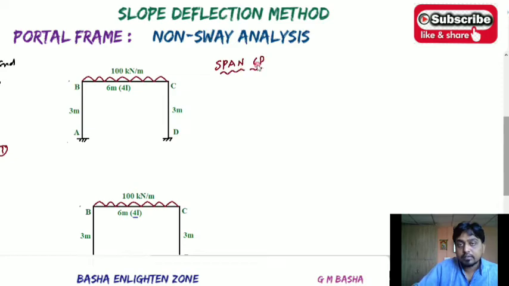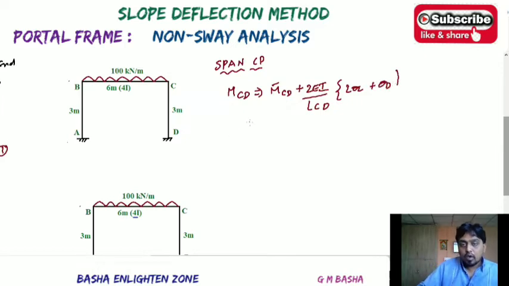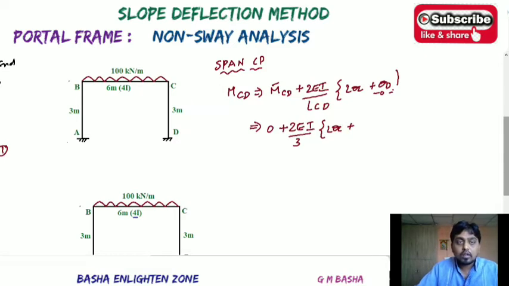For span CD, again final moment CD will be equal to M bar CD plus 2EI by LCD into 2 theta C plus theta D. Okay, what is M bar CD? Already we know that one will be 0 because of the no loading condition, plus 2E, I value will be constant, and length of that particular span will be 3 into theta C, plus theta D value remains 0 because of the fixed end. Okay. Then after simplifying, how much you will get here? So the finalized value will be equal to 4EI theta C by 3, which is equation number 5.